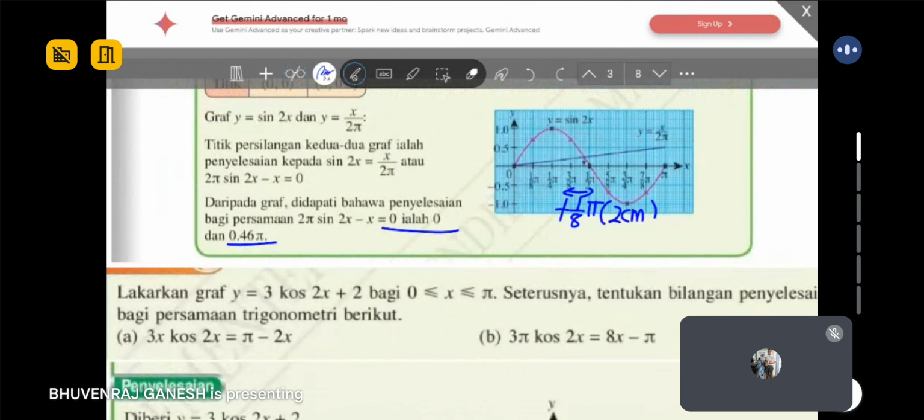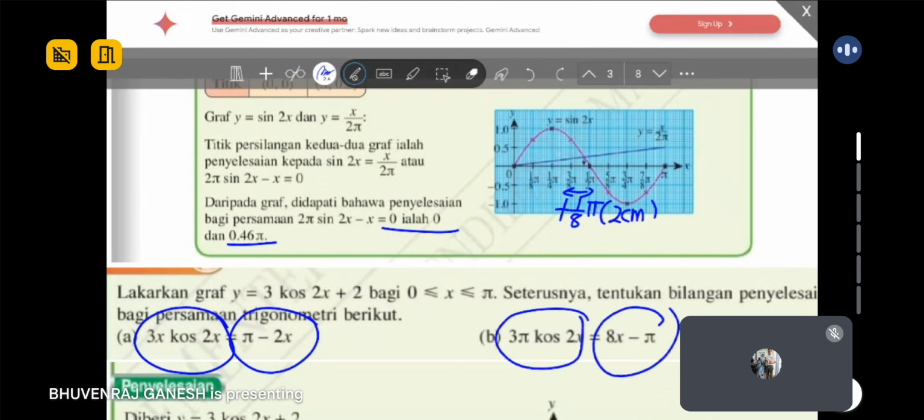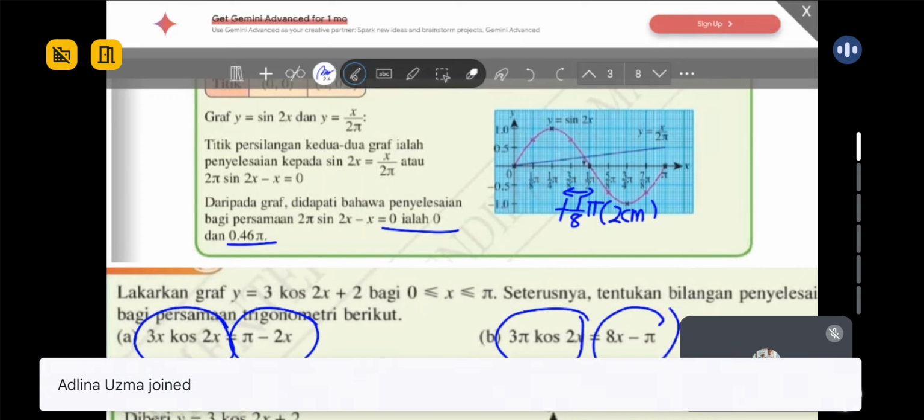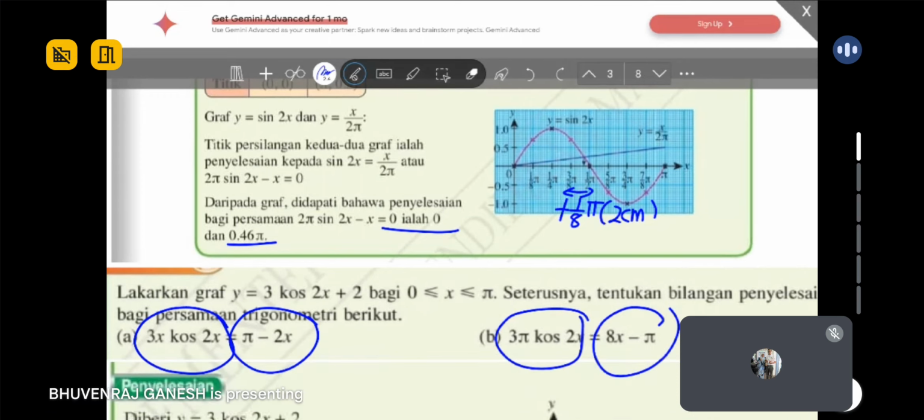Okay, so for this one, you must draw the two graphs. Kamu kena lukis 2 graf. Okay, so this is the trigo graph, and then this is your straight line graph. Same, this one is trigo, this one is straight line, y equal to mx plus c.